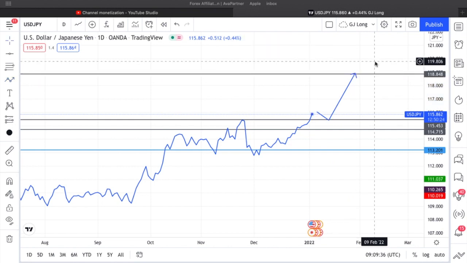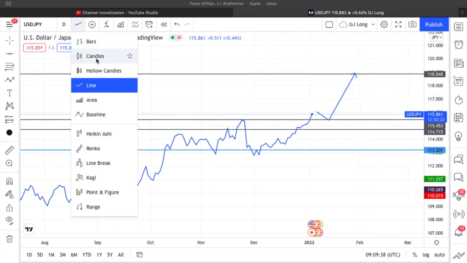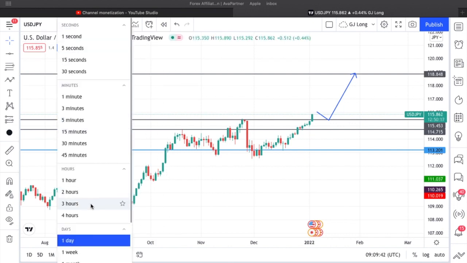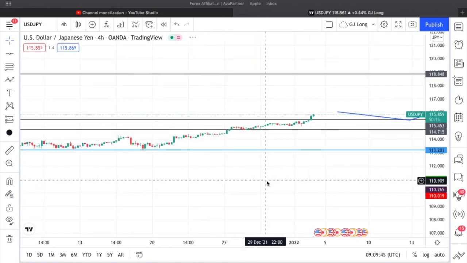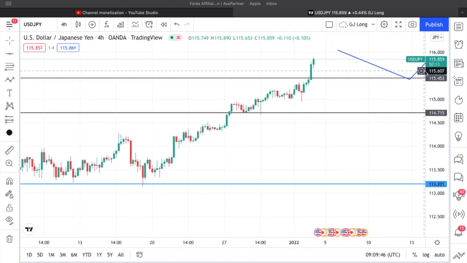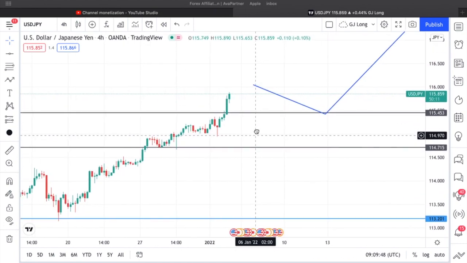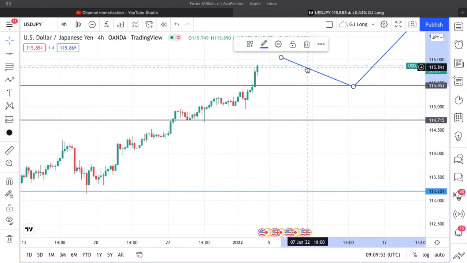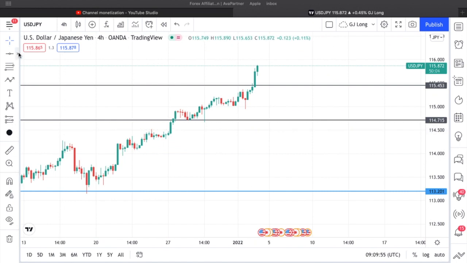Okay, as you can see here, we will be anticipating a pullback to that level and a continuation. So based on that, we already have our target, and our target is 118.848. Okay, so looking back at the 4-hour time frame, what we can clearly see is an uptrend.